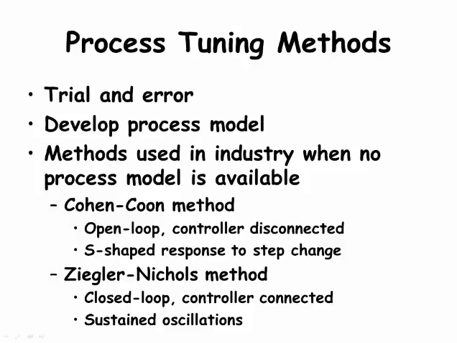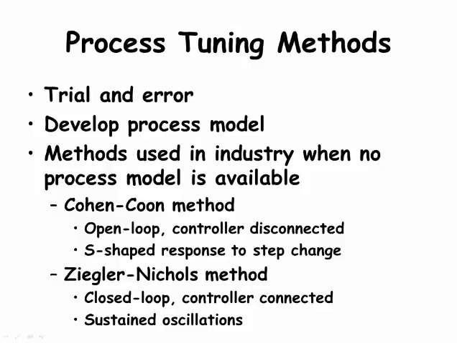In industry, there are many processes for which no one has developed a process model. The process physically exists, and people need a way to set new controllers or adjust old controllers so that the process has good control. We will talk about two methods. They are the Cohen-Kuhn method and the Ziegler-Nichols method.